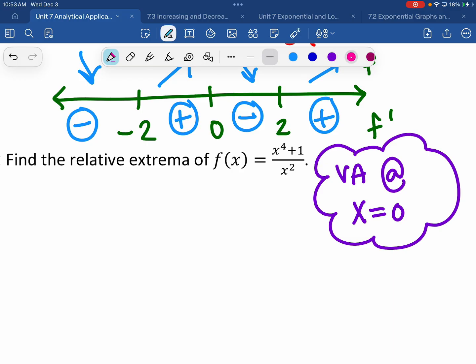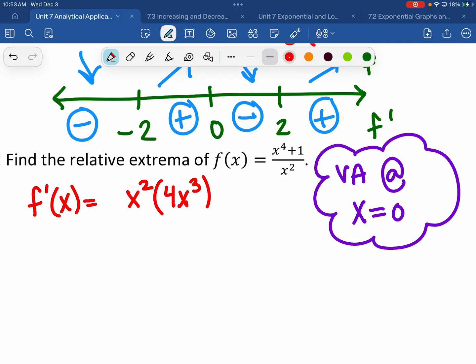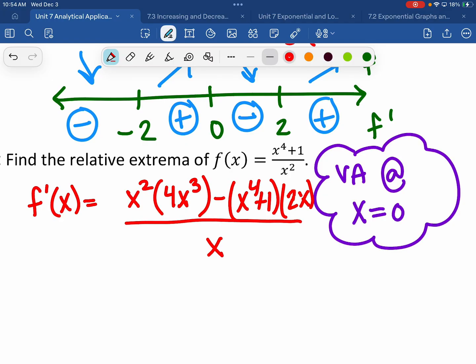All right, so started off the same way. We're going to take the derivative. What rule do I have to use? Quotient rule. All right, so low, what's the derivative of the high? 4x to the third minus the high function. What's the derivative of the low? 2x all over low squared. So it's going to be x to the what? X to the fourth.